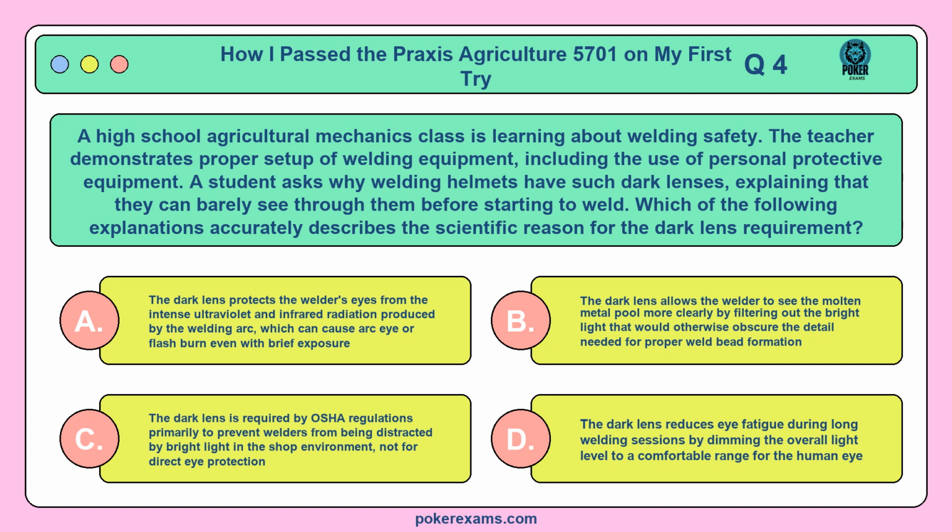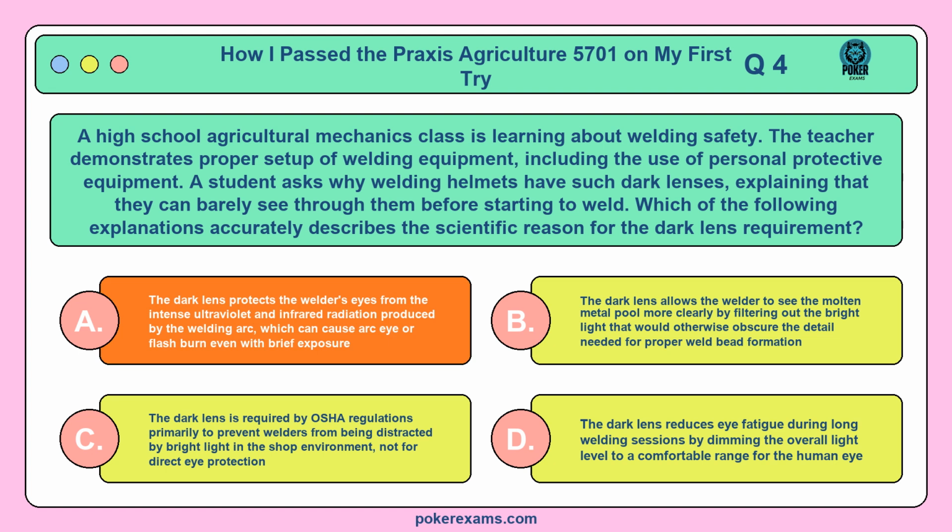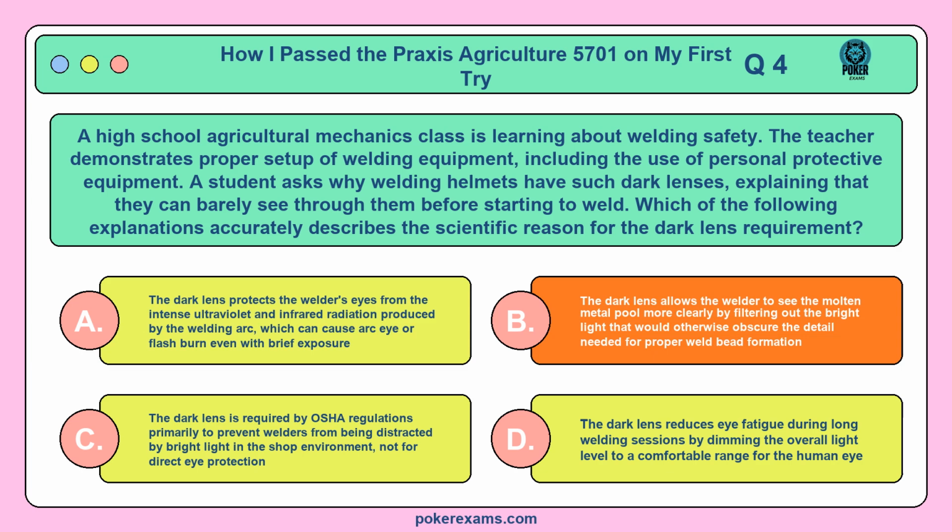Is it Option A, the dark lens protects the welder's eyes from the intense ultraviolet and infrared radiation produced by the welding arc, which can cause arc eye or flash burn, even with brief exposure? B, the dark lens allows the welder to see the molten metal pool more clearly by filtering out the bright light that would otherwise obscure the detail needed for proper weld bead formation.